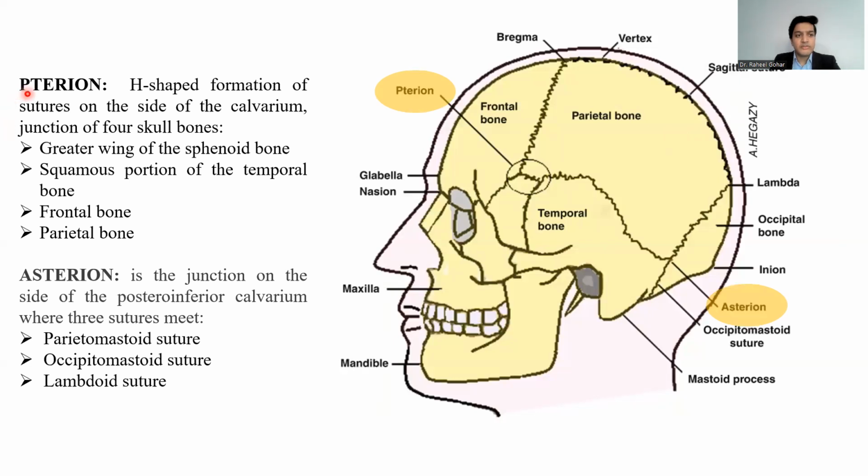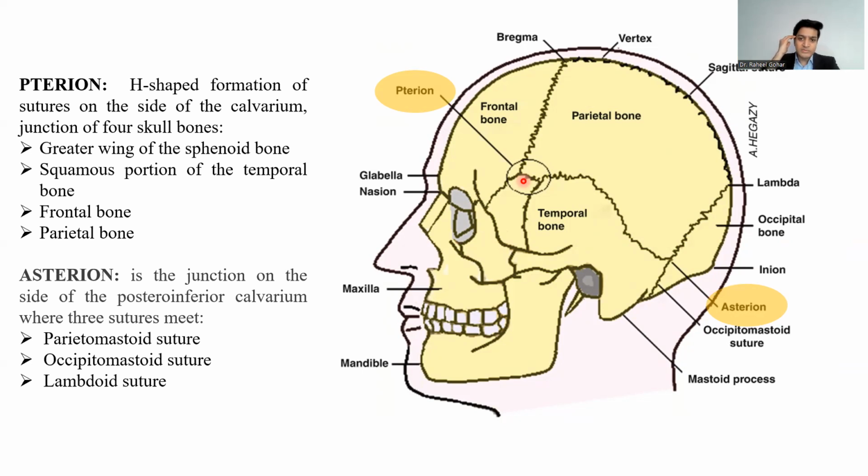Now, two very important points: one is known as the pterion and one is known as the asterion. The pterion is this H-shaped structure shown here, where different sutures meet to form this structure. 4 bones are meeting here: frontal bone, parietal bone, greater wing of the sphenoid, and the temporal bone. It has a pathological significance: the pterion is the thinnest part of the vault of the skull, and whenever there is a blow to the lateral side or the temporal region, these bones get fractured.